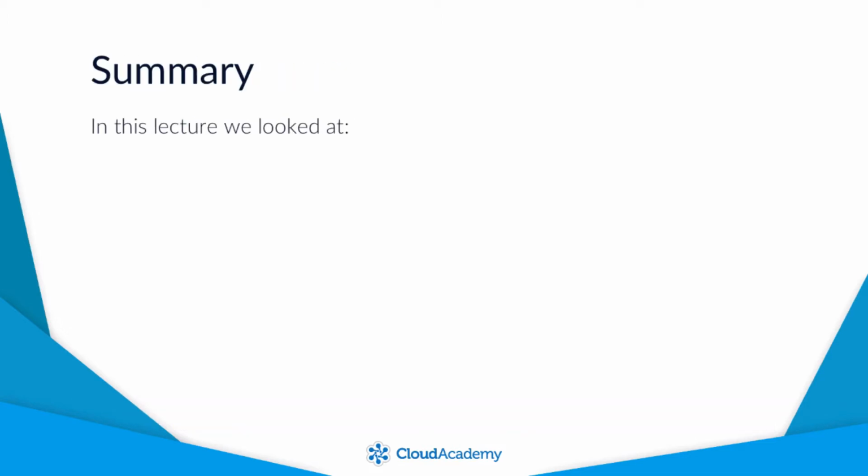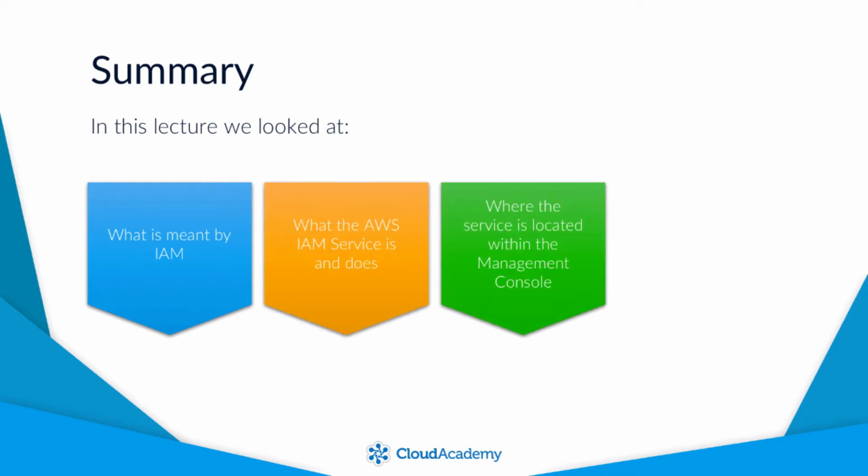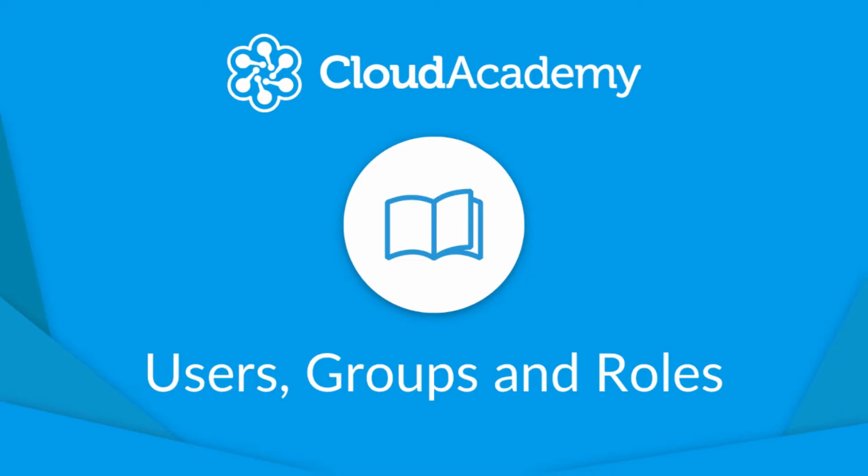That brings us to the end of this lecture, where we looked at what is meant by IAM, what the AWS IAM service is and does, where the service is located within the Management Console, and what information is held on the IAM dashboard within the Management Console. In the next lecture, I'm going to introduce you to users, groups and roles and the part they play within IAM. Hello and welcome to this lecture where I am going to define the user, group and role objects within AWS IAM and the differences between them.